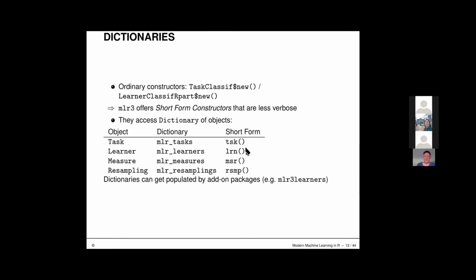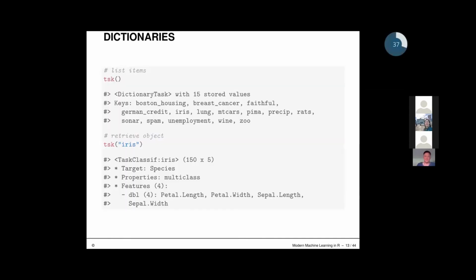So you can, for example, here query what's in there if you don't provide any argument for this short form function here. And you see, oh, Boston housing dataset is there, breast cancer, and so on. And if you want to have a single object out of the dictionary, you provide the ID here, for example, to get an instance of the classification IBIS task. You just call the task function here with the IBIS string, and you get back the object.